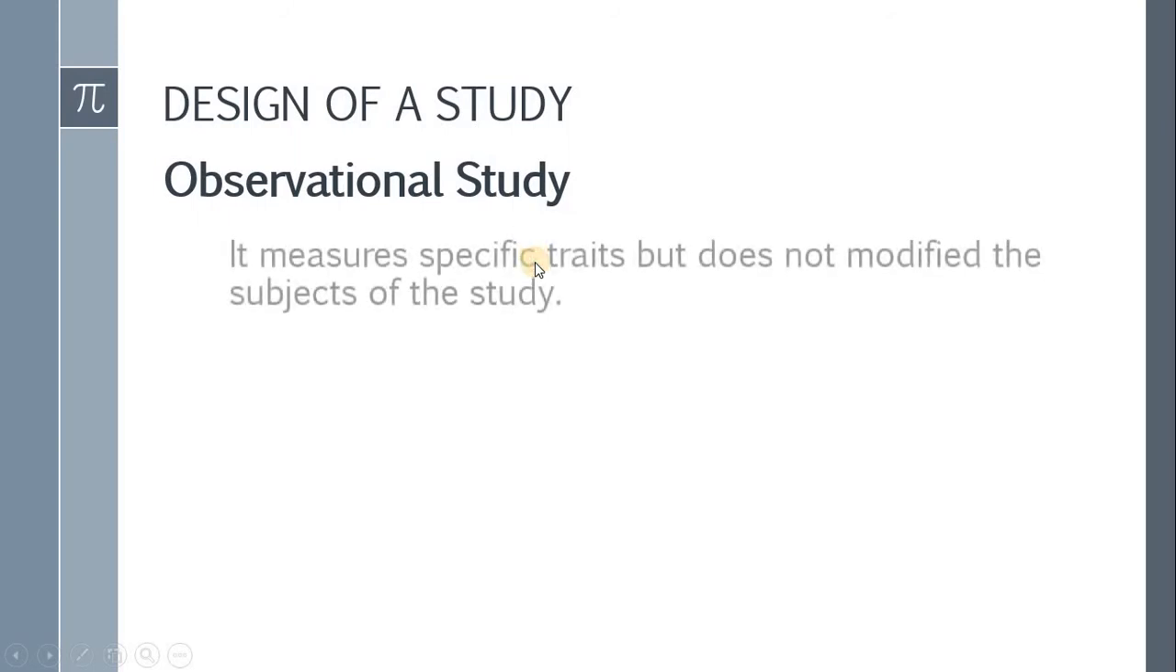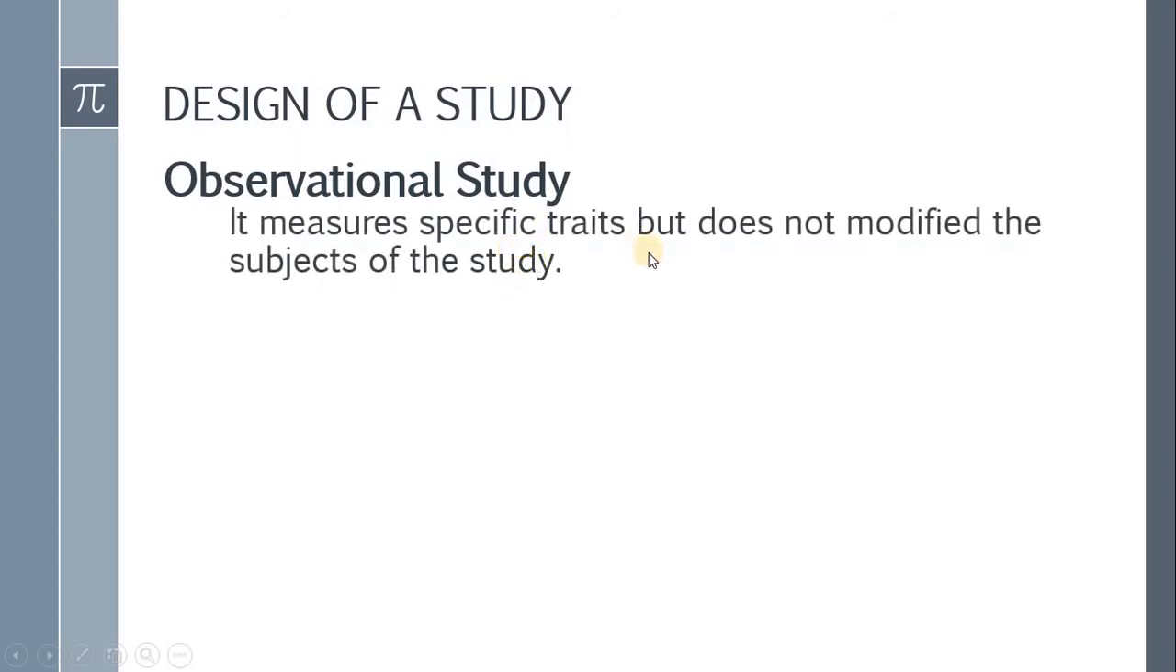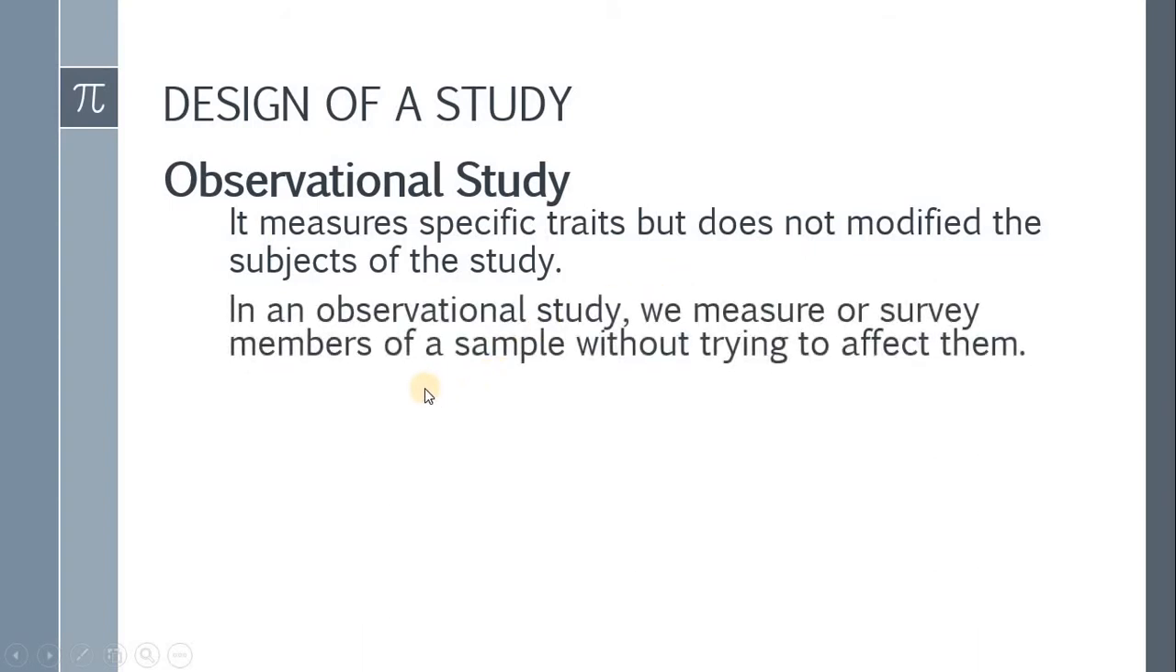Meron tayong dalawang klase ng design of a study. The first one is observational study. It measures specific traits but does not modify the subject of the study. In an observational study, we measure or survey members of a sample without trying to affect them. Okay, so ang goal lang natin dito is i-observe lang talaga natin sila. So wala tayong sasabihin sa kanila na kahit ano.